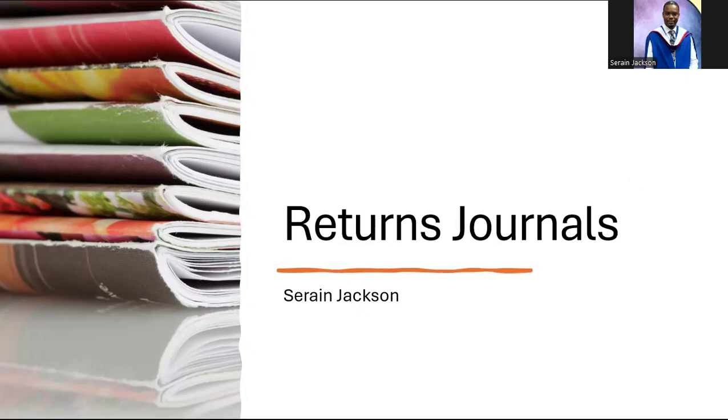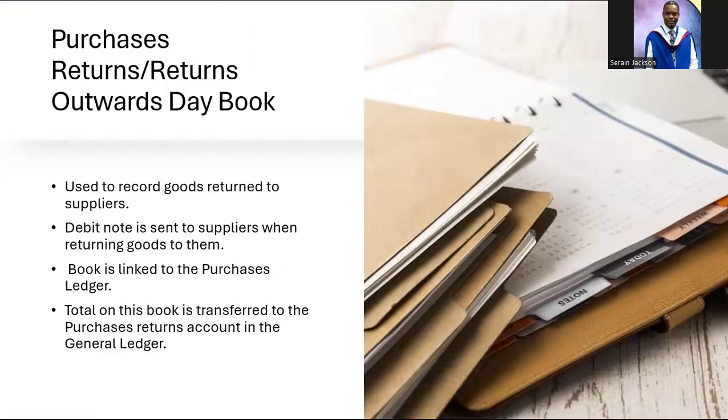Really quick. So we have the purchases returns journal, which is also called the returns outwards daybook, or the purchases returns daybook, whichever way you want to call it. Now, what is this book used for? It is used to record goods returned to suppliers. When you're talking about returns outwards, you're sending back goods to your suppliers that you are dissatisfied with.